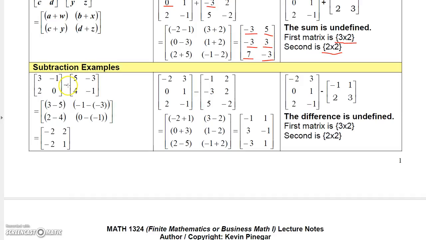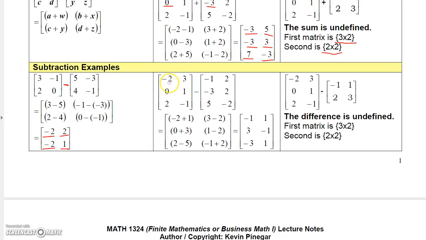Subtraction is just a form of addition. So if you wanted to subtract two matrices, like this matrix minus this matrix, you would just do the same thing. 3 minus 5 is -2. Minus 1 minus -3, well, remember that changes the sign, so it's -1 plus 3, which is 2. And then here you have 2 minus 4, which is -2. And then you have 0 minus -1, which is actually 0 plus 1, which gives you 1. So that's the result of that.